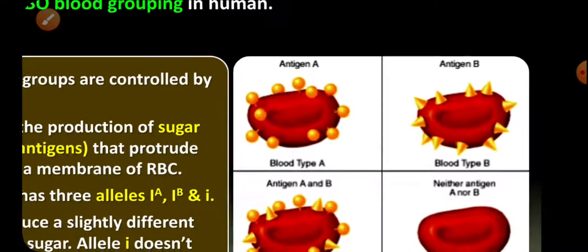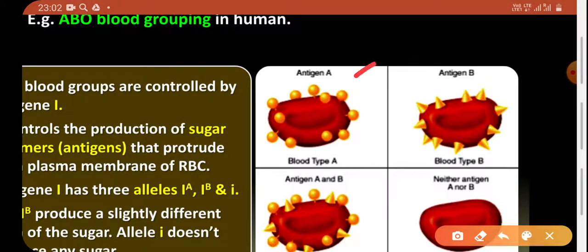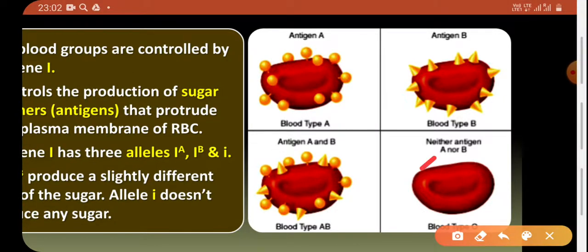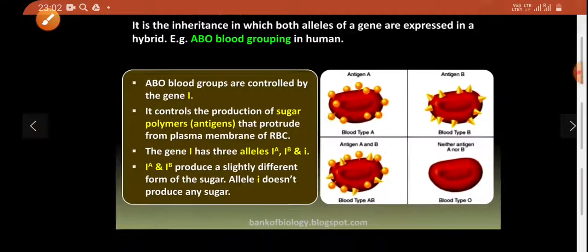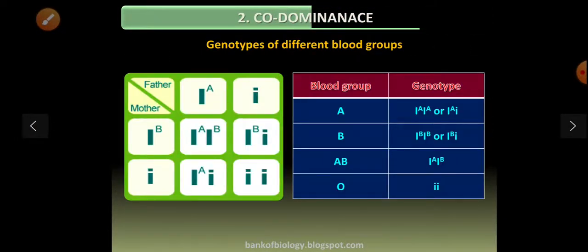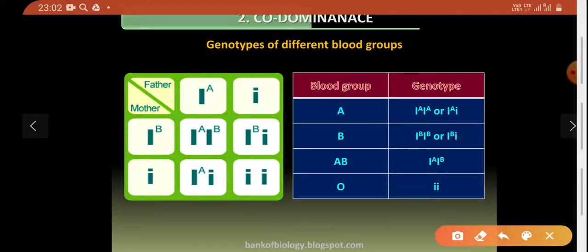Here we can see antigen A, blood group A; antigen B, blood group B; antigen A and B, blood group AB; neither antigen A nor B, the blood group will be O. Now the genotypes of the different blood groups. If the father is IA i and the mother is IB i, then the cross between them will give AB, A, B, O.